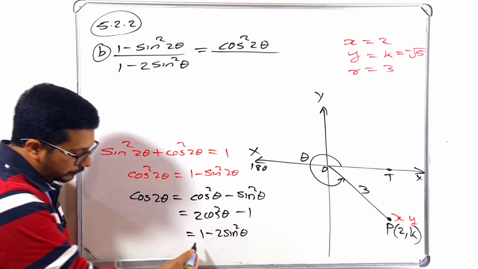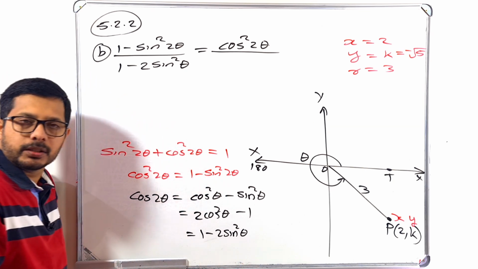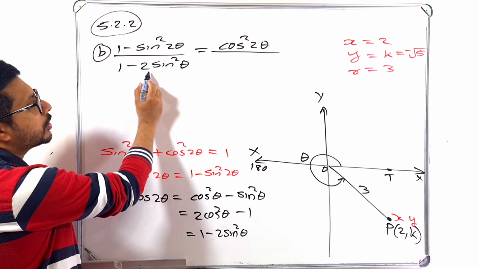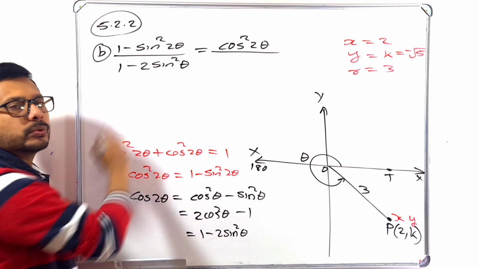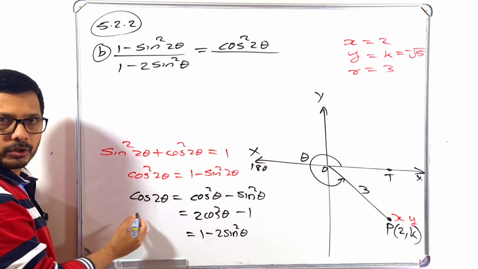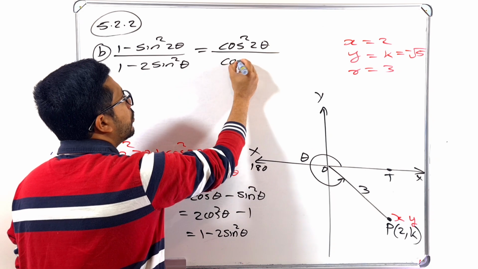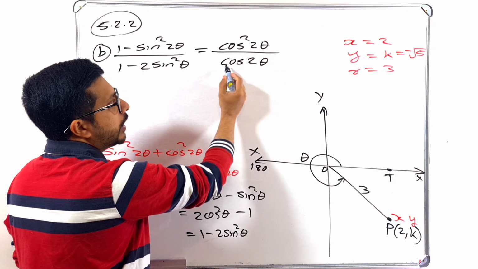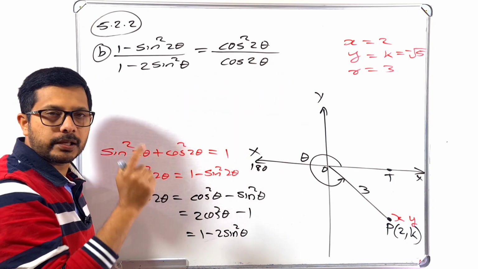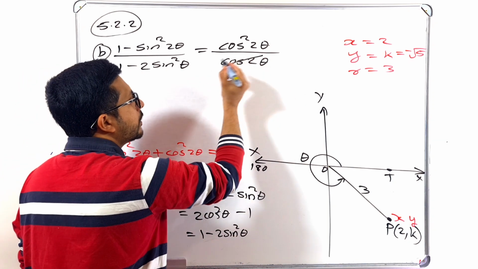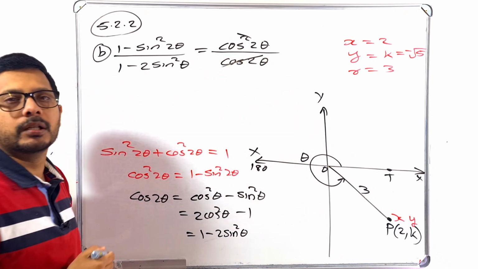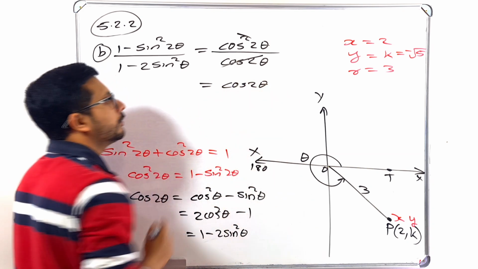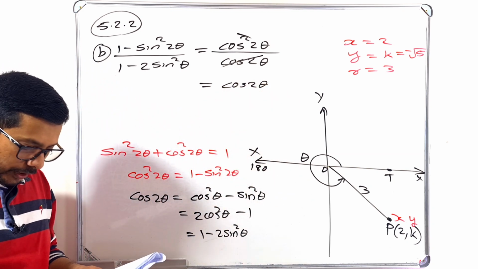Okay, so look at the last one, 1 minus 2 sine squared theta. Is it not cos 2 theta? So instead of 1 minus 2 sine squared theta, we can write cos 2 theta. So now look at this, cos squared 2 theta divided by cos 2 theta. We can cancel 1 cos 2 theta. Am I right? So what is remaining? Cos 2 theta.